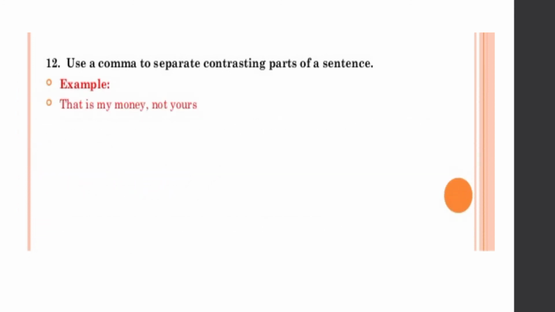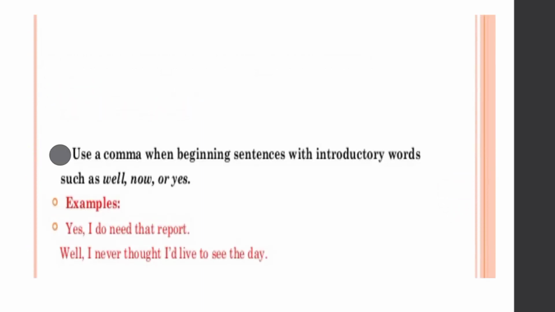Then use the comma to separate contrasting parts of a sentence. Example, that is my money, not yours. Understood, children, where you have to use commas?